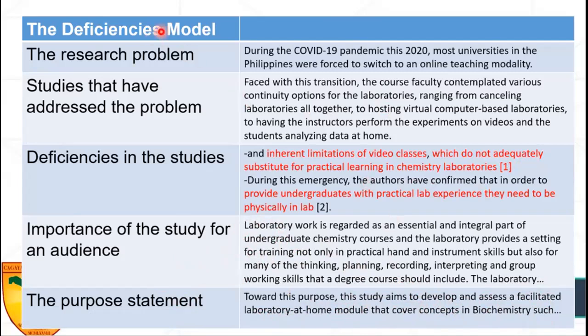So this is an example of the deficiencies model, but you don't rely on one source only. You will see here I have one, two, but actually there's a lot more sources that I've read before I completed the deficiencies model.